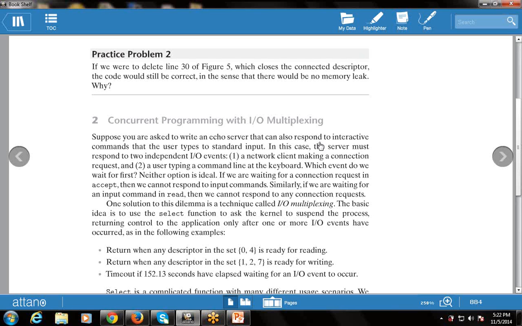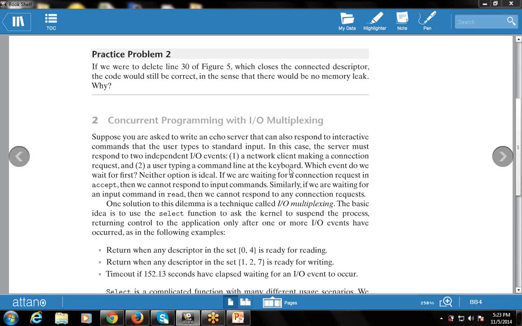The requirement is to write a server whose performance is maintained by concurrent programming. In this case, the server must respond to two independent input-output events. In this scenario, the server needs to respond to two independent input-output devices. What are the two independent input-output devices?